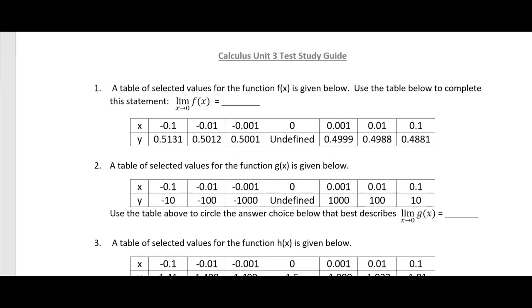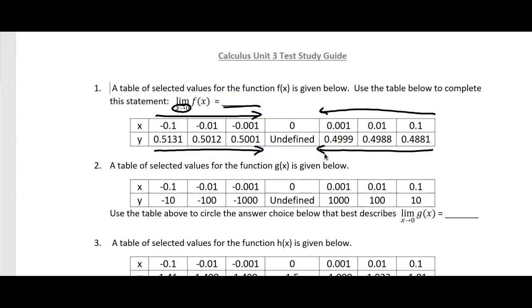A table of selected values for the function f of x is given below. Use the table below to complete the statement. What is the limit of f of x as x approaches 0? Now, if we're approaching 0, then we have to approach it from the left and from the right. The limit is the y value that we're approaching from the left and the right. From the right side, as you can see, we're getting closer and closer to about 0.5. And on the left side, we're also getting closer and closer to about 0.5. Since these two values are converging to a common number, we can say that the limit is 0.5.